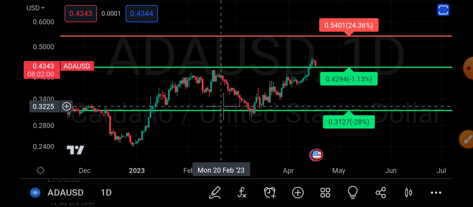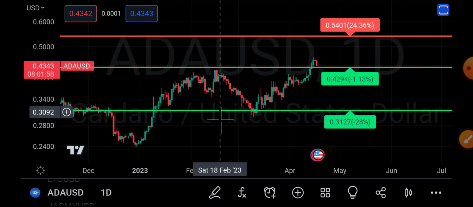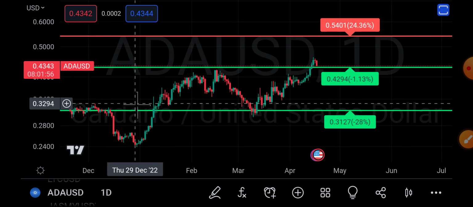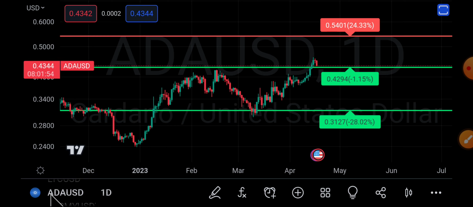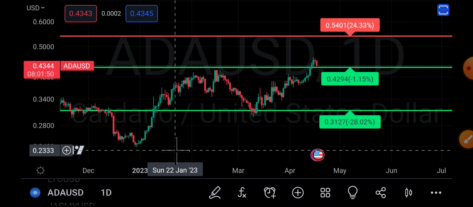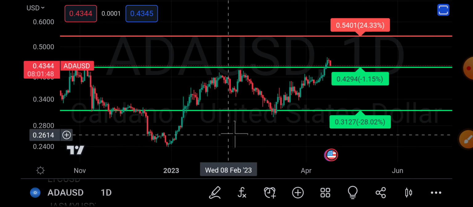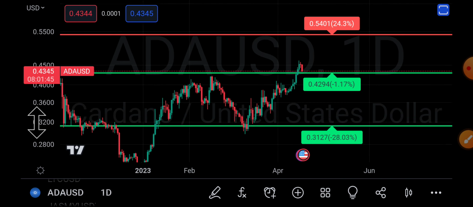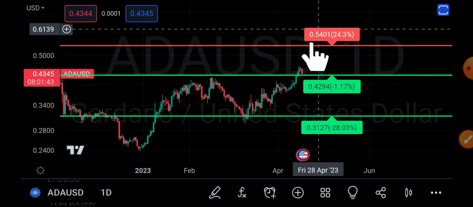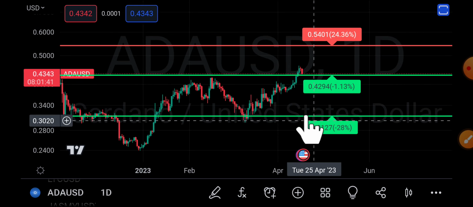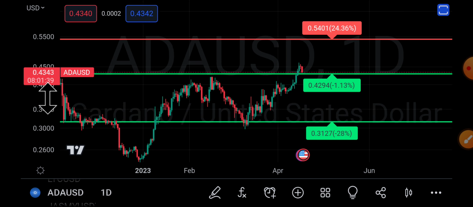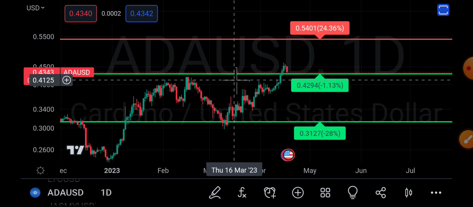And without further ado, let us move to the chart. As you can see, we are on the chart for ADA versus the US dollar, and we are on the daily time frame. One of the things you will notice is that we have drawn all our support and resistance levels, even for Cardano or ADA, right down on the daily time frame.